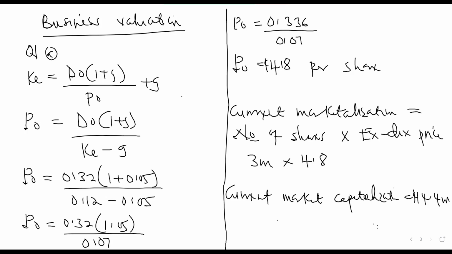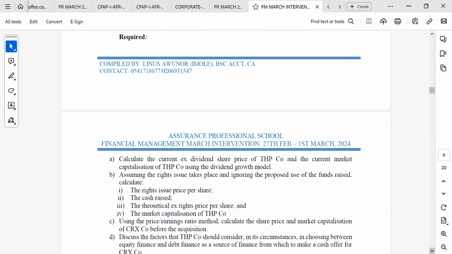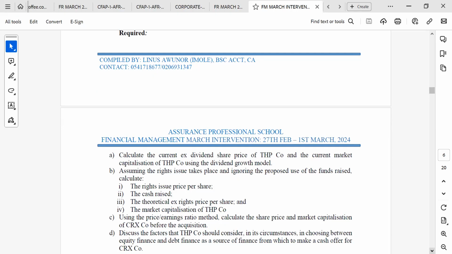Let's now move on to what the B is saying. Assuming the rights issue takes place and ignoring the proposed use of the funds raised, calculate the rights issue price per share. So what would be the rights issue price per share?